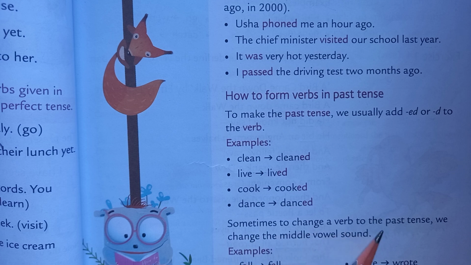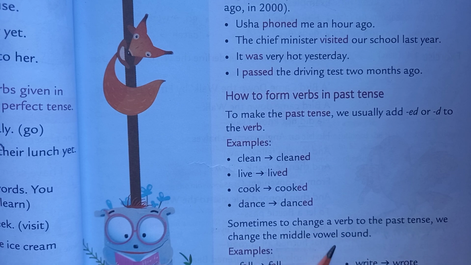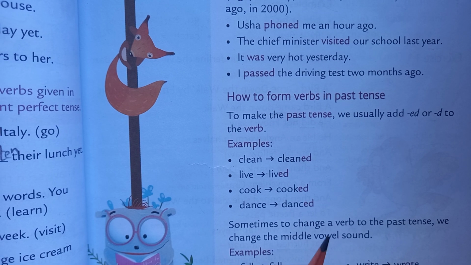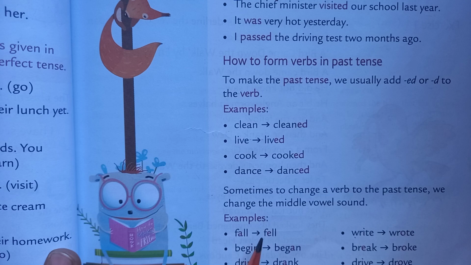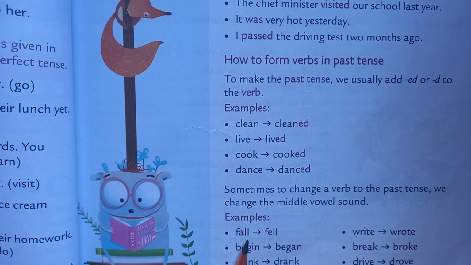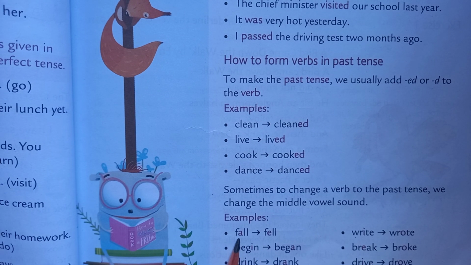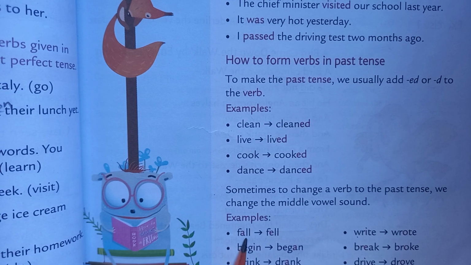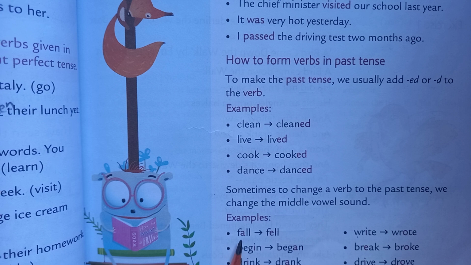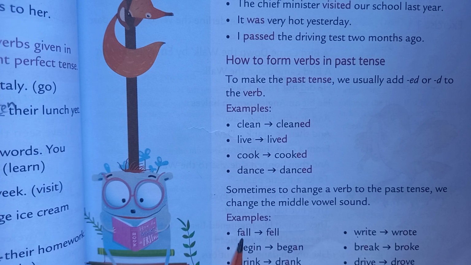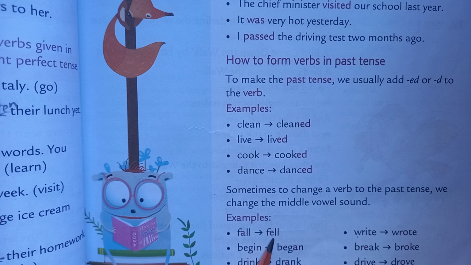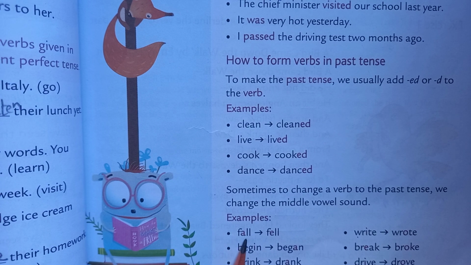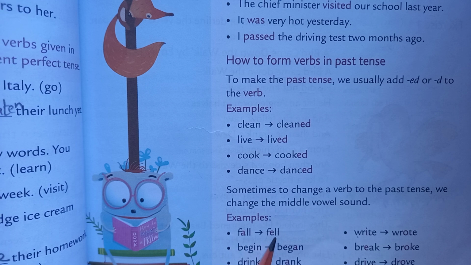Sometimes to change a verb to the past tense, we change the middle vowel sound. So some verbs, when we change them to the past tense, we have to change the vowels. Means here fall. Past of fall is fell. Now here we change the vowels. Means now in place of A, we write E. So past of fall is fell.